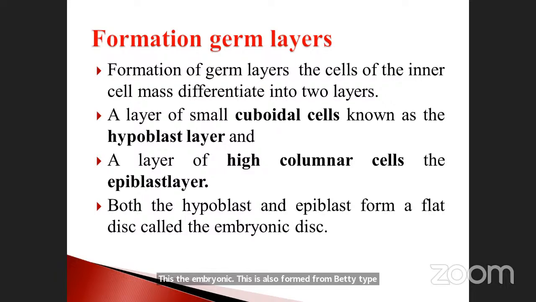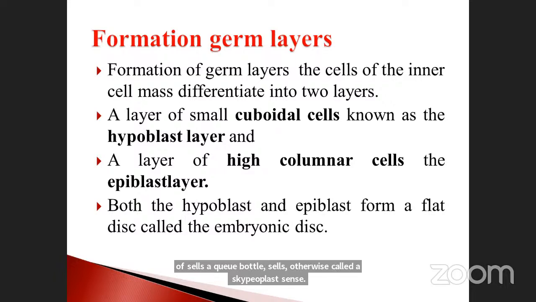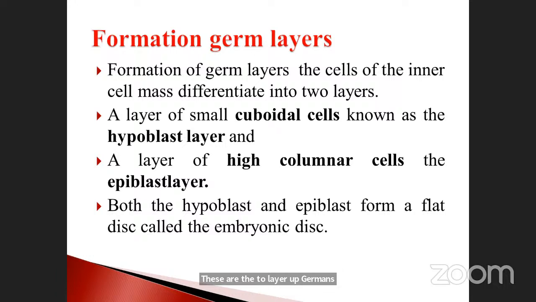These are the two layers of germ layers. Germ layers consist of how many layers? They may ask the question. Two layers. What are the layers? Cuboidal cells or hypoblast layer, and high columnar cells, epiblast layer. The epiblast layer is made up of high columnar cells, and the hypoblast is made up of cuboidal cells. Like that, you have to answer it. Both are collectively called the embryonic disc. Okay, so that's another one.